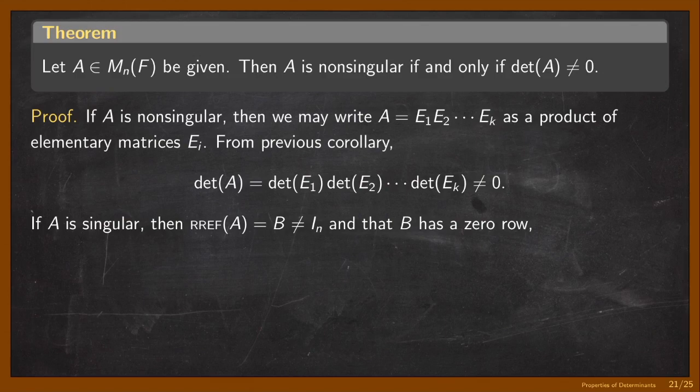if A is singular, what will happen? We know that if A is non-singular, the RREF is I_n. And if A is singular, the RREF of A is not I_n, meaning there are fewer than n pivots in the RREF of A. So if you have fewer than n pivots, what can you say about the RREF of A, which is B? This B has to contain a zero row if you want to have fewer than n pivots. And therefore, the determinant of B is zero.